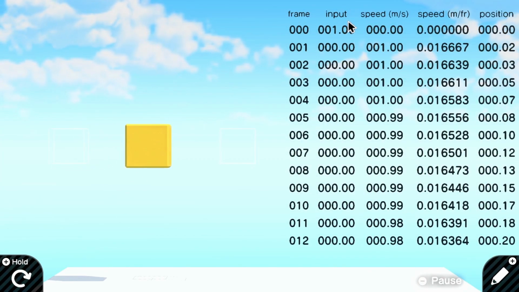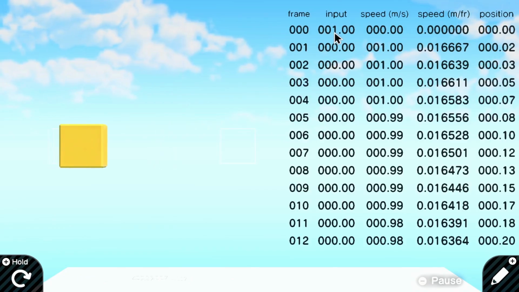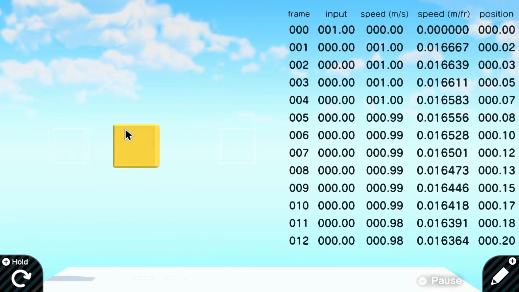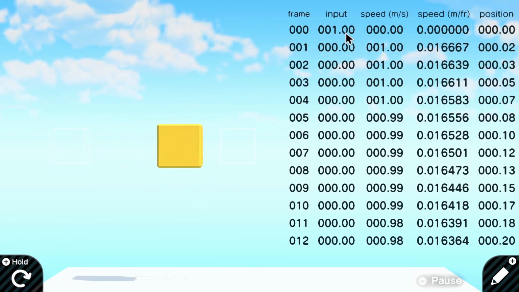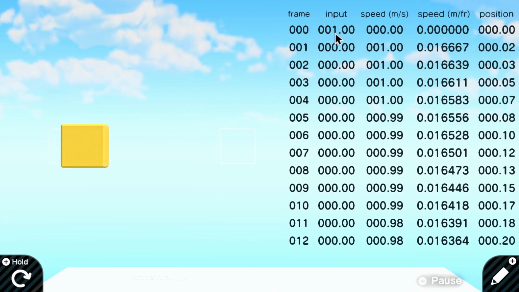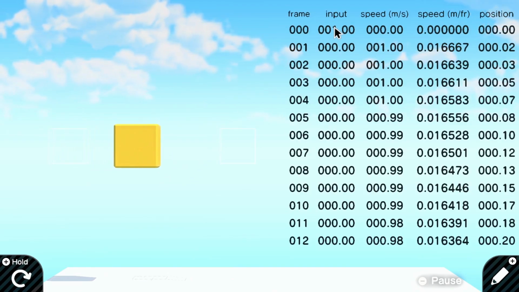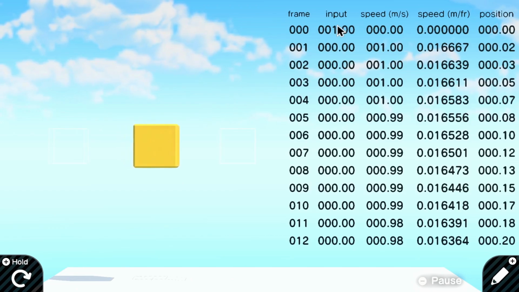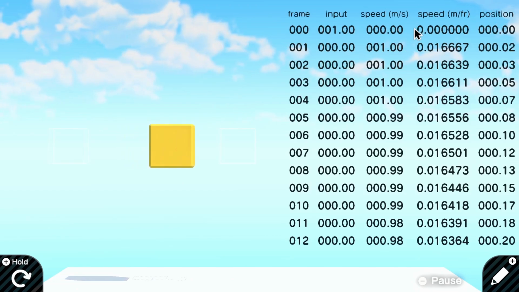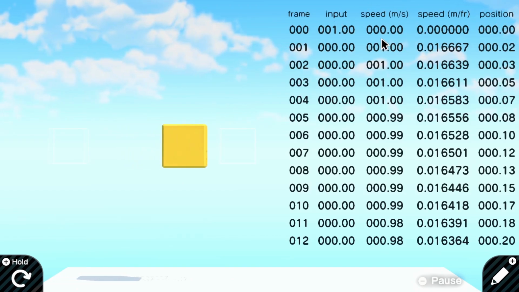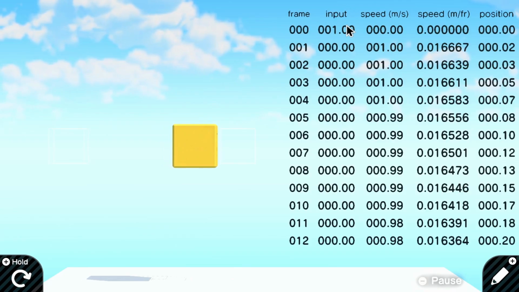So here, the input is basically just whatever value I send to the moving object. In this example, I just pressed the button and it sent a value of 1. And as we saw earlier, when I send a value of 1, exactly 1 frame after, its speed will become 1 meter per second, exactly the same as the input.